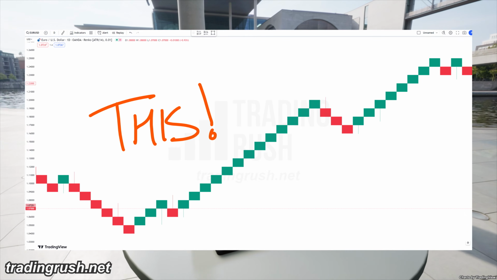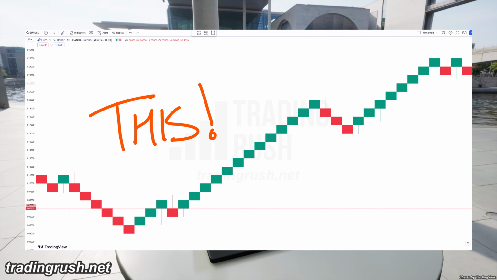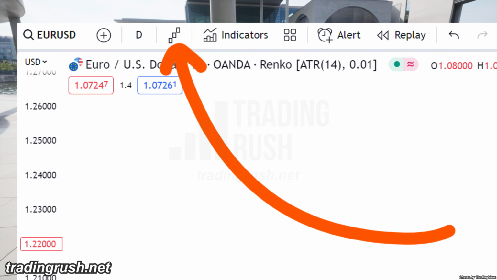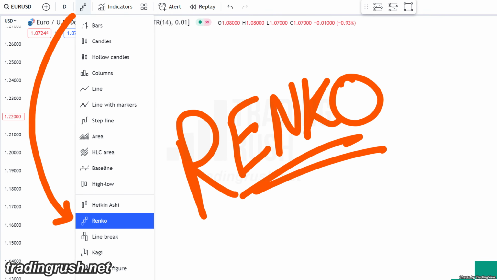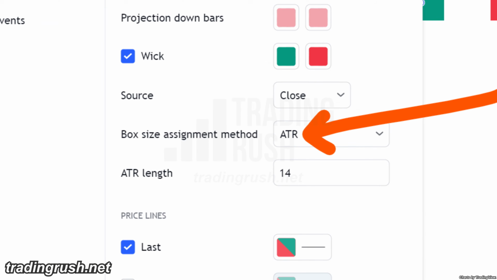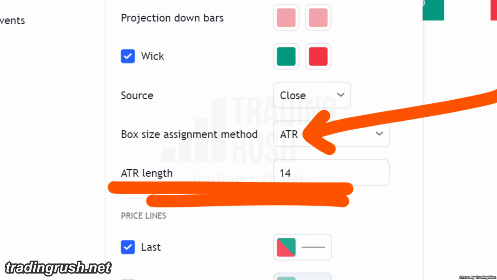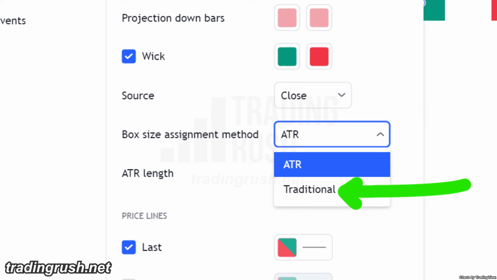If you've used the TradingView charting platform, you'll likely recognize this chart layout. On the top left corner, you'll find a drop-down for candle type, and within this list, you'll find the Renko chart. By default, this chart opens with ATR settings, meaning the Renko bar size is decided using an ATR. Instead of ATR, I will select traditional.